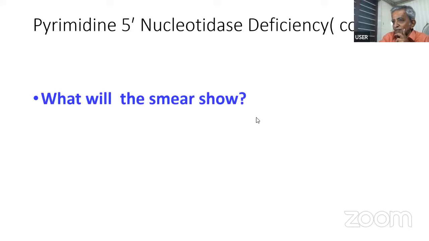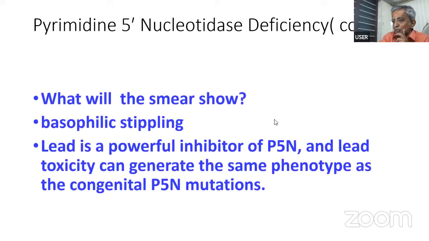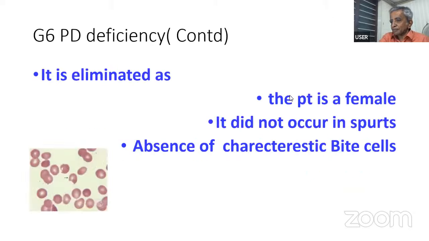Thank you for that. What will the smear show? Basophilic stippling. Lead is a powerful inhibitor of pyrimidine 5-nucleotidase. That is why it is happening in lead poisoning. And lead toxicity can generate the same phenotypic finding as a congenital pyrimidine 5-nucleotidase mutation. They are also the same picture. So this enzyme is inhibited in the patient who has lead poisoning. In the other case, there is a congenital deficiency. Both of them produce basophilic stippling.